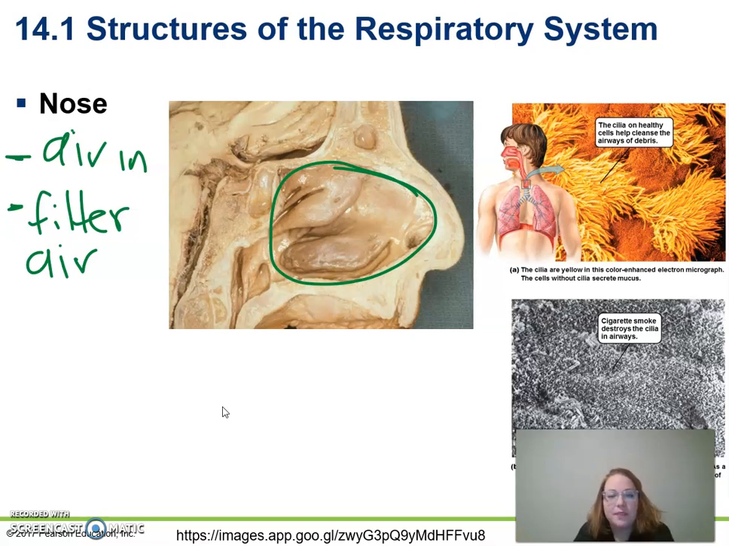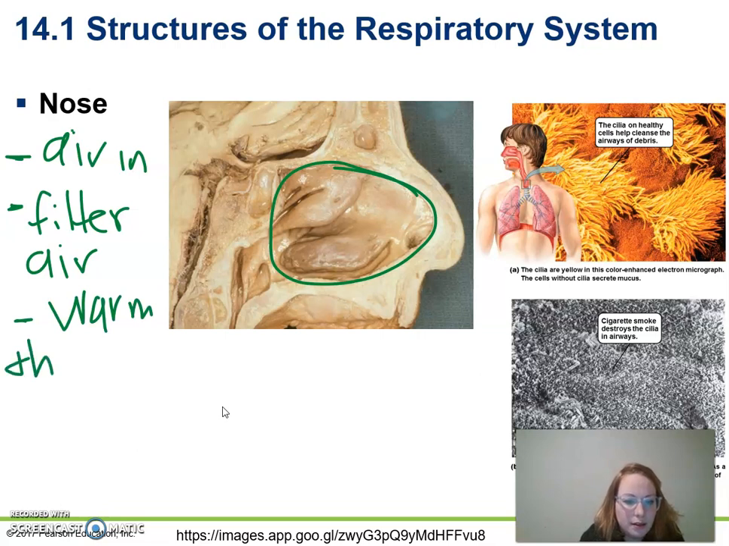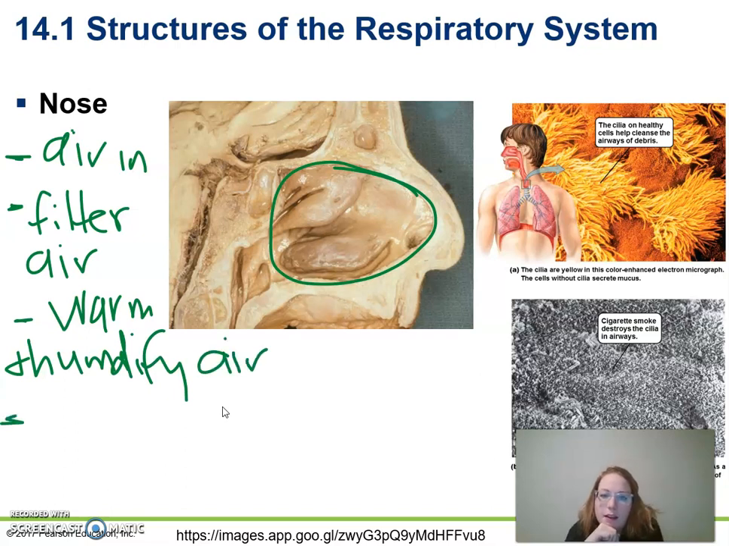That's pretty fun. Okay, so the other things that we're doing here is we're going to start warming the air. Your nose is highly vascularized, right? There's a lot of blood vessels. If you get a bloody nose, it bleeds a lot. That extra blood flow there warms up the air. It's also going to give off some moisture, so it's going to humidify it. Warm and humidify air.